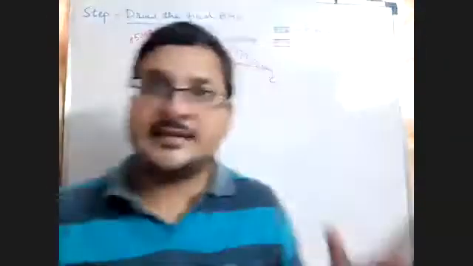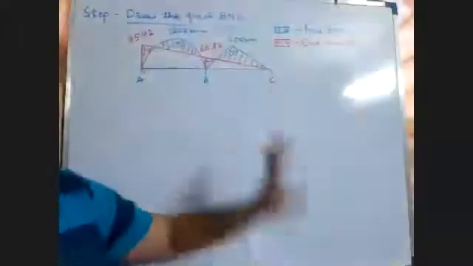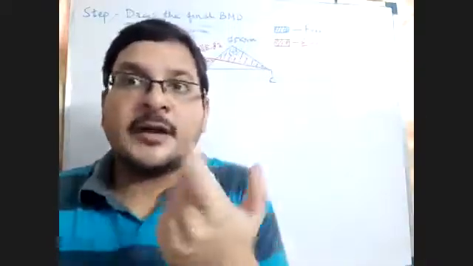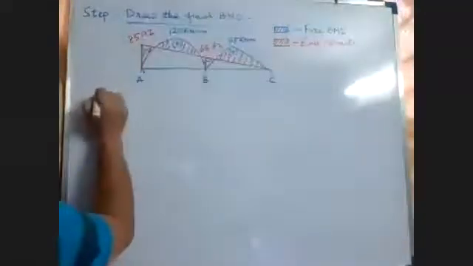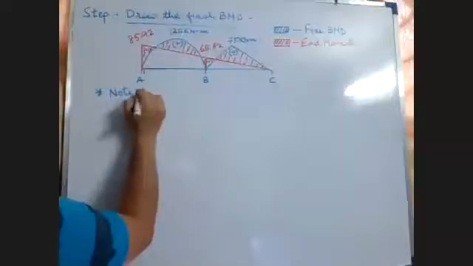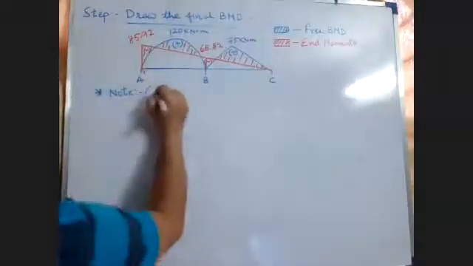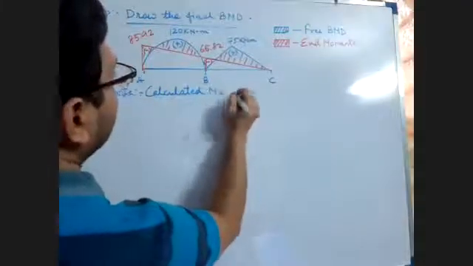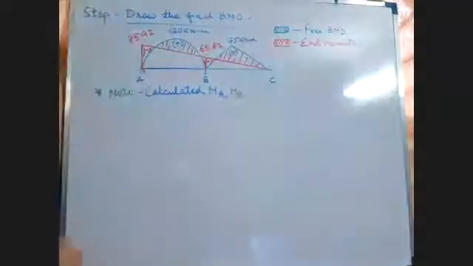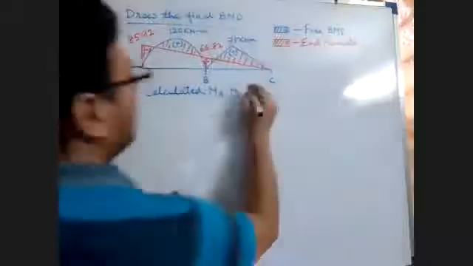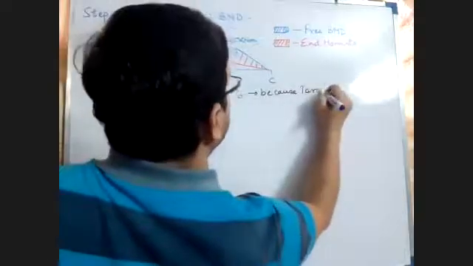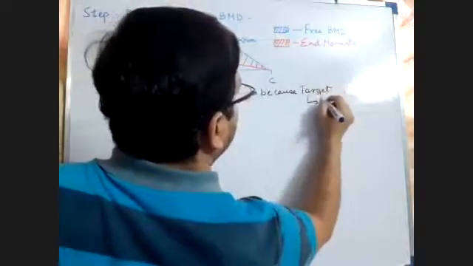So my dear students, this is the final stage. Very important question, that is why I have drawn the BMD diagram, because my unknowns were the moments. In this problem specifically, please make a note. We have calculated MA and MB because our final target is to draw the BMD. Final target was to draw the BMD.